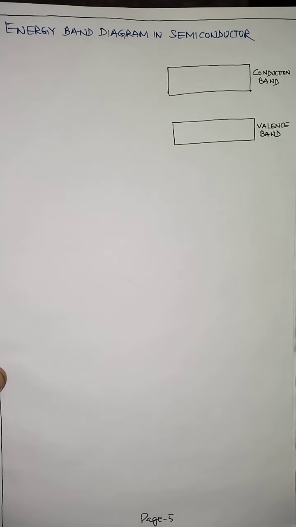Now similarly, there is another substance whose conductivity lies between conductor and insulator. And that particular substance is called semiconductor. So do you know what a semiconductor is? What are the examples of semiconductor? Now we just try to understand what the energy band diagram of a semiconductor is.